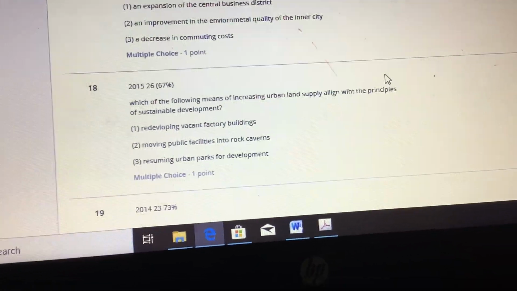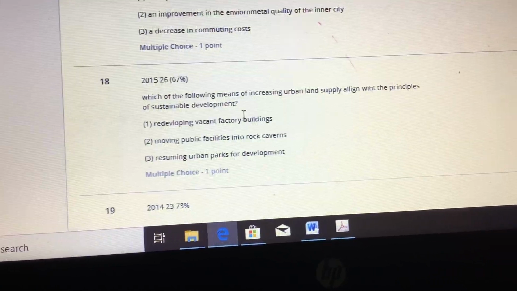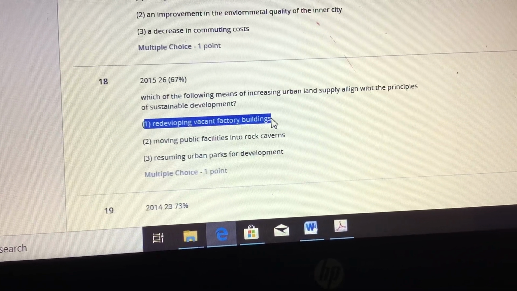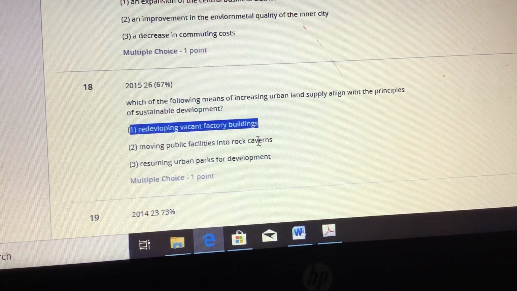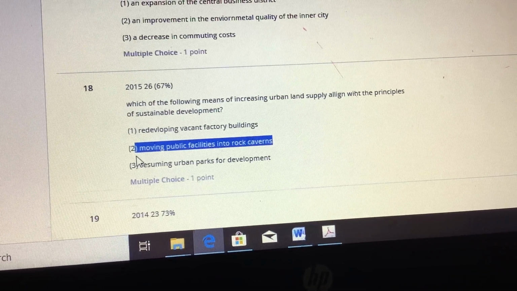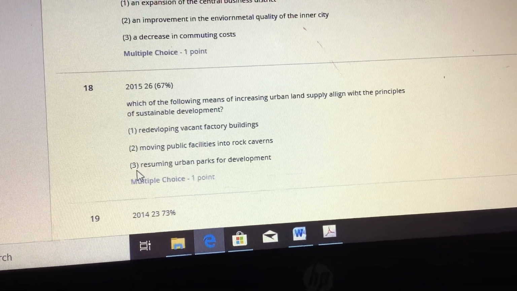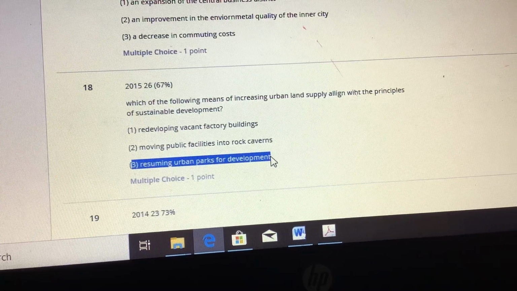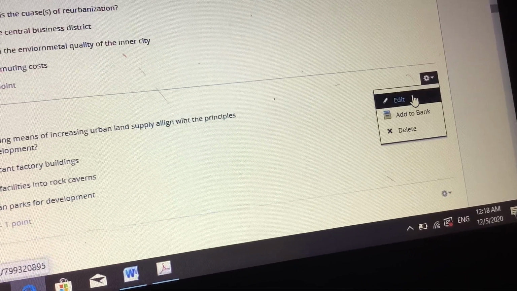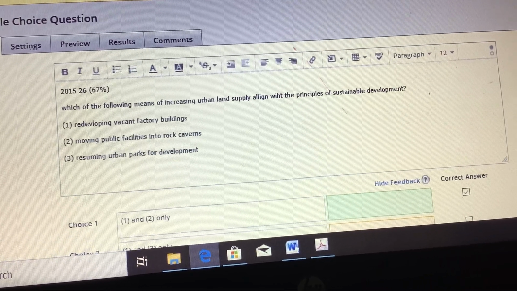Number 18, which of the following means of increasing urban land supply align with the principle of sustainable development? In short, which one is sustainable development? Redeveloping the vacant factory buildings is okay, and moving public facilities into rock cavern is also okay because no new land is developed in general. Resuming the urban parks for redevelopment, take away the urban park. So number 1 and 2, isn't it? Yes, number 1 and 2, green in color, which means the right answer.